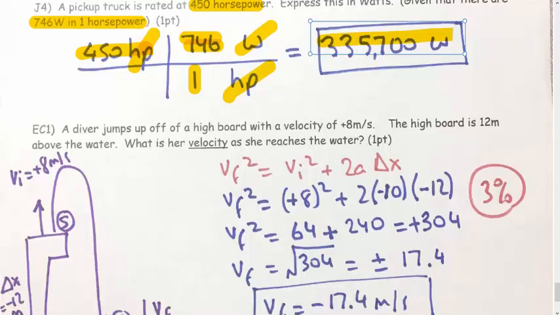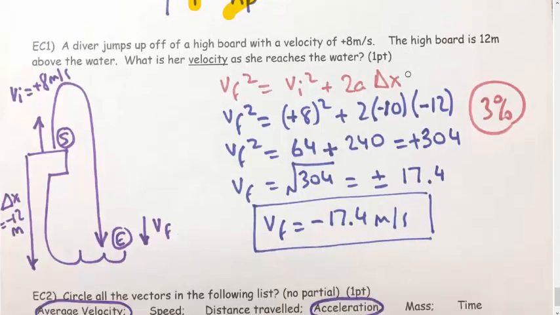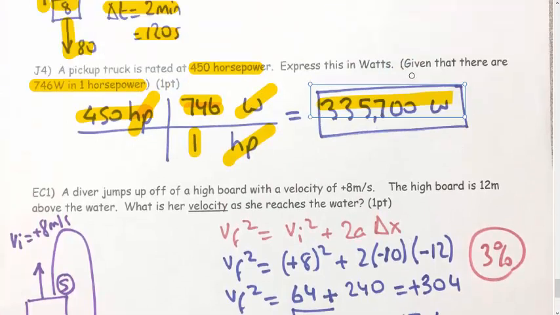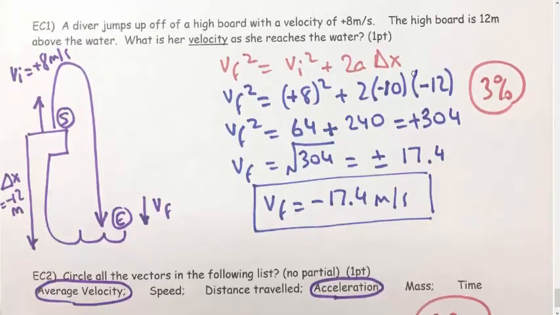And then we have an extra credit. I won't bother with the extra credits because, well, I'll do them just because they're here, so why not? So to remind ourselves, we asked extra credit often from the test that was previous. In this case, a diver jumps up off a high board with a velocity of 8 meters per second. So there's my initial velocity. The high board is 12 meters above the water. What is her velocity as she reaches the water?